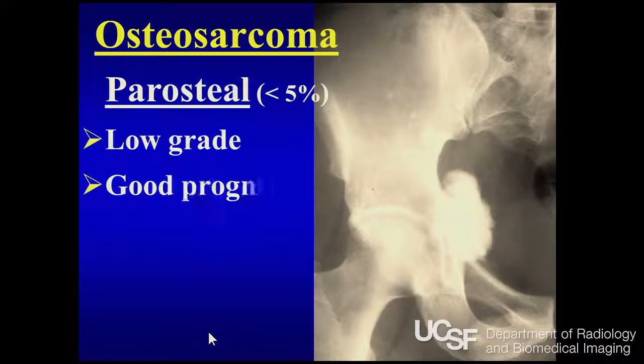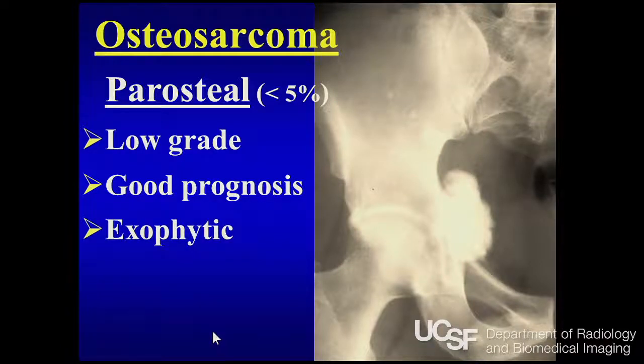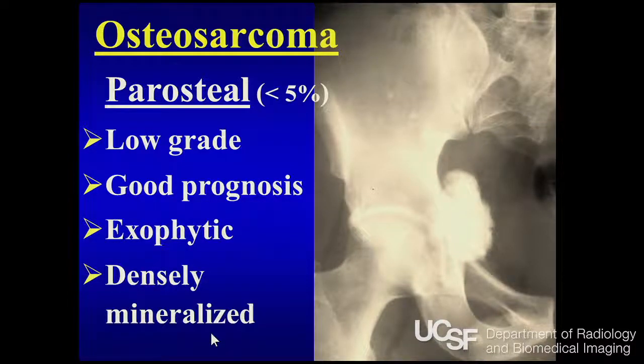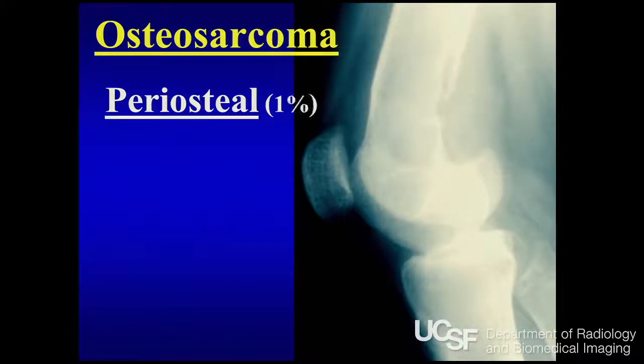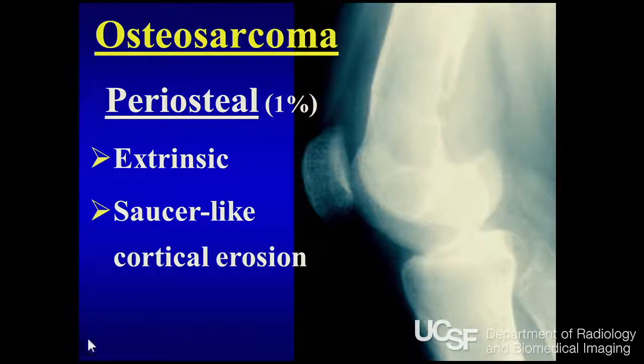Some even less common subtypes include the parosteal osteosarcoma subtype, a relatively low-grade type with a relatively good prognosis. It's exophytic and very densely mineralized. Here around the hip, and here an example around the knee. Exophytic and densely mineralized. This is a parosteal osteosarcoma, quite different than the periosteal osteosarcoma, which is extrinsic but has this saucer-like cortical erosion.